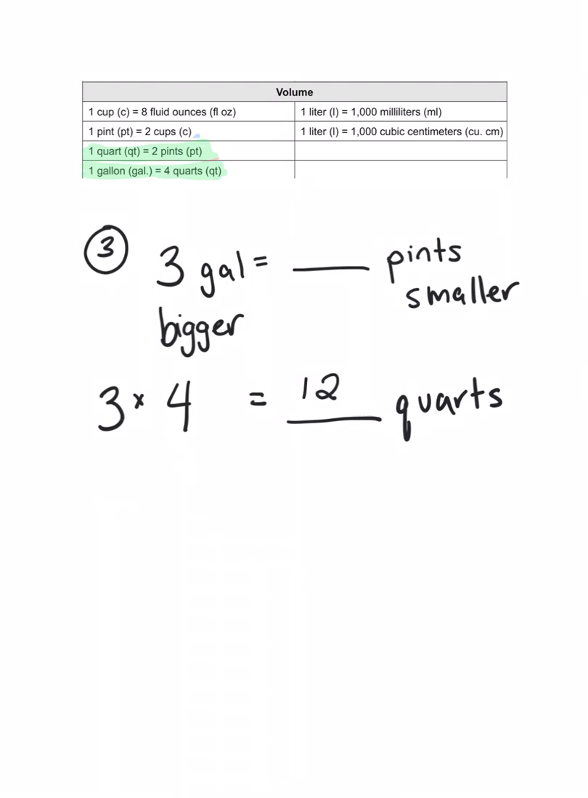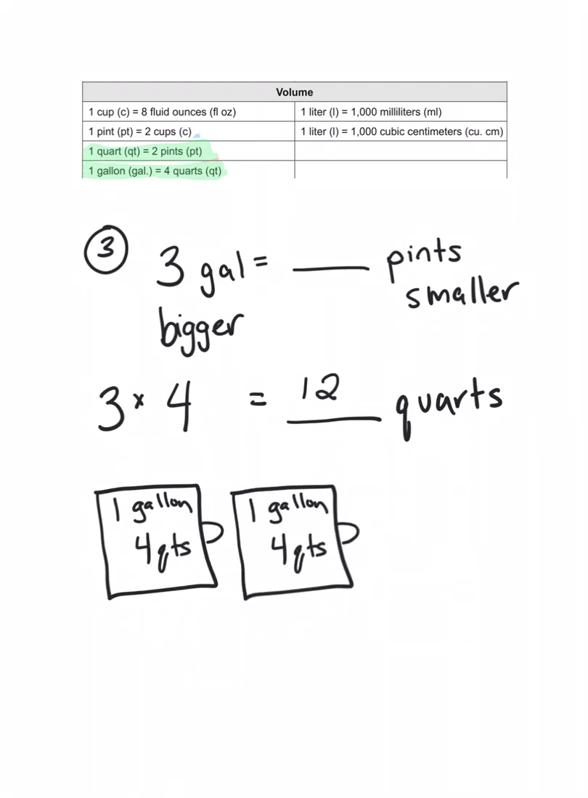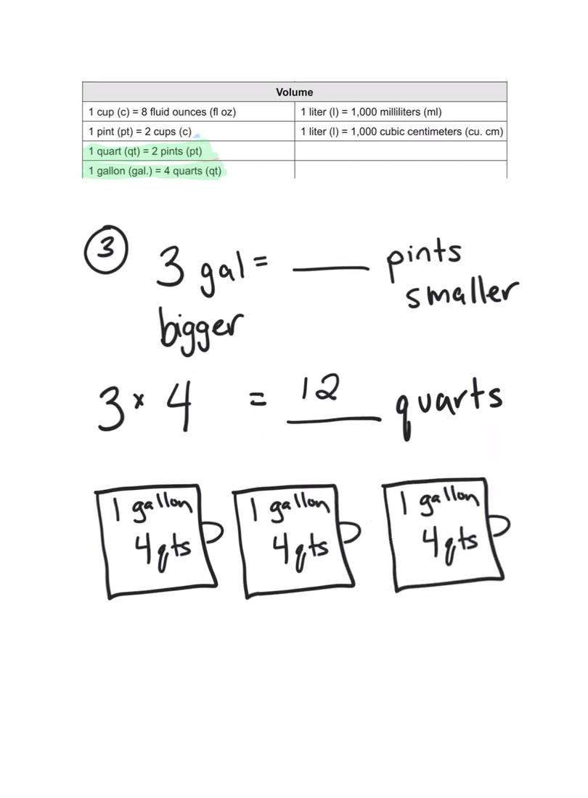And if you want to see it visually, here's your gallon jug. Pretend like that's a jug. That's 1 gallon, or 4 quarts. And if I have 3 of those, that would be 4, 8, and then 12 quarts.